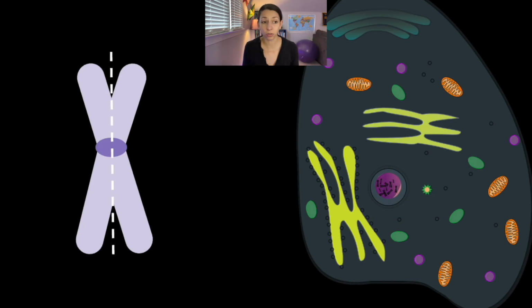And before it goes through mitosis as well, the DNA has to duplicate. So each chromosome actually has two identical sister chromatids. They're the same on each side. And in mitosis, those chromatids are going to split apart. So let's talk about that vocab one more time.